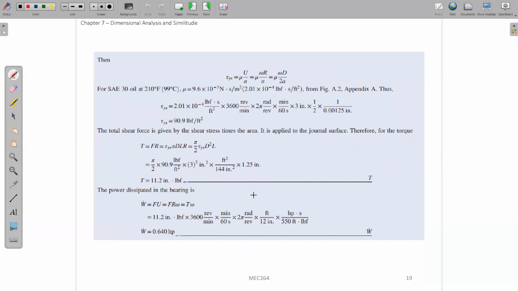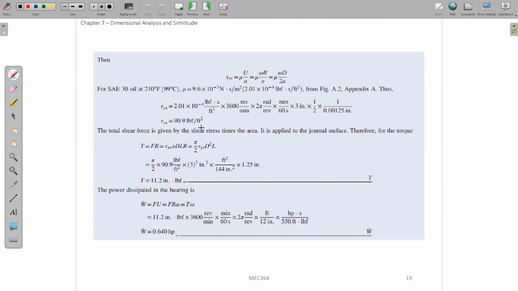Okay, so we need to calculate the u, and u, as I told you, is equal to omega times r, right? So omega d over 2. And omega is 36 rounds per minute, right? You need to change this to radians per second. Then you substitute this omega inside it. You can calculate the tau value.